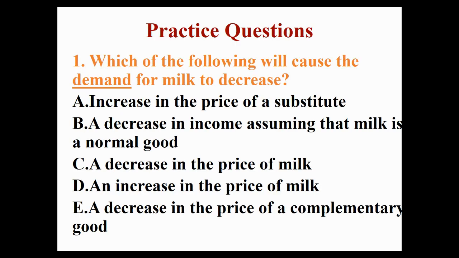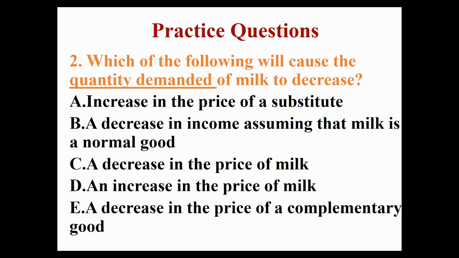All right, so practice. Which of the following will cause the demand for milk to decrease? For this one, a decrease in income, assuming that milk is a normal good. If we're assuming that milk is a normal good, we will see a decrease in demand if our income goes down. Okay. Next one. Which of the following will cause the quantity demanded for milk to decrease? That would be an increase in the price of milk. So that would be a slide up and to the left on the demand curve.